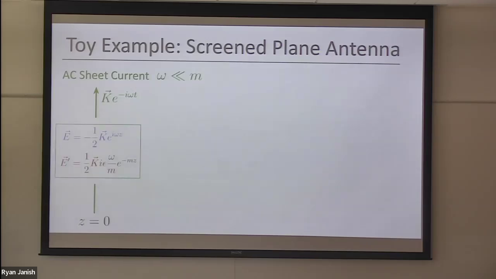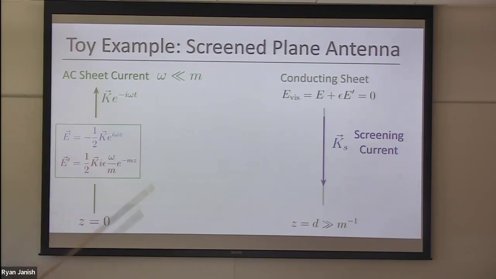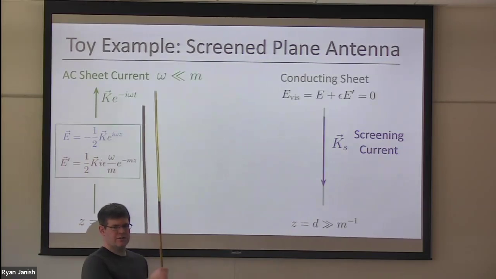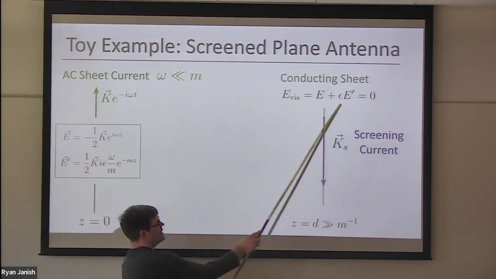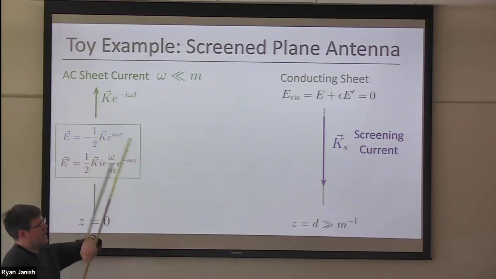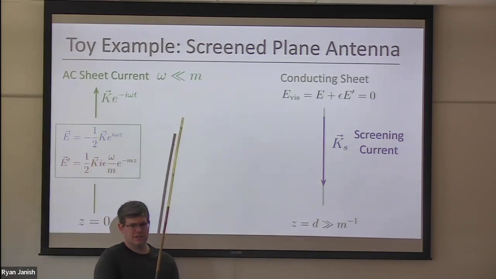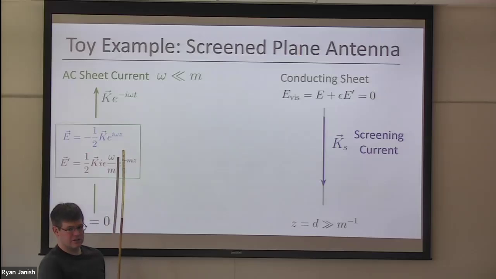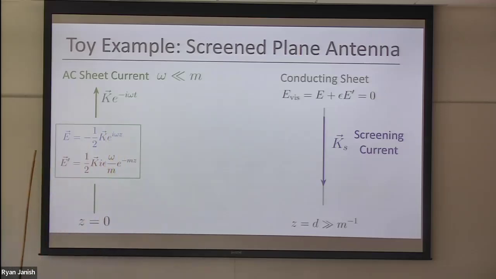So these fields are going to impinge upon the conductor over here. And what's going to happen? The conductor will demand that this visible linear combination goes to zero at the surface. The conductor will generate some screening current to demand that this goes to zero. The only way it can do that is by adjusting the value of this screening current, which will produce its own E and E prime fields to cancel out these on the surface. The important point is that the conductor doesn't care about E or E prime individually, separately. It only cares about this linear combination.